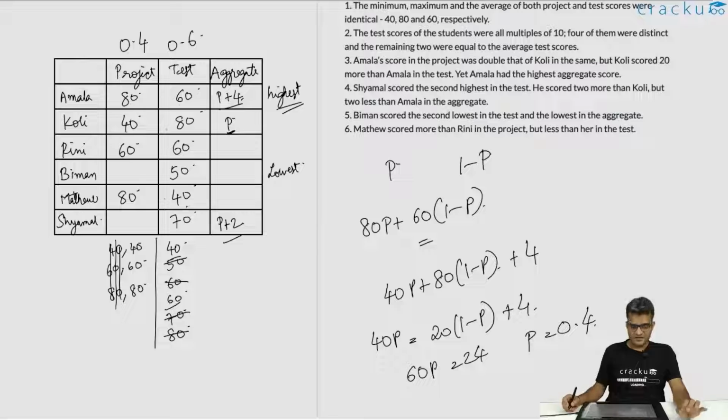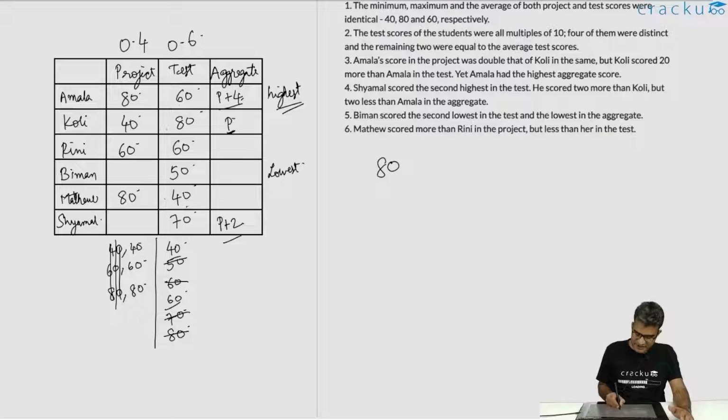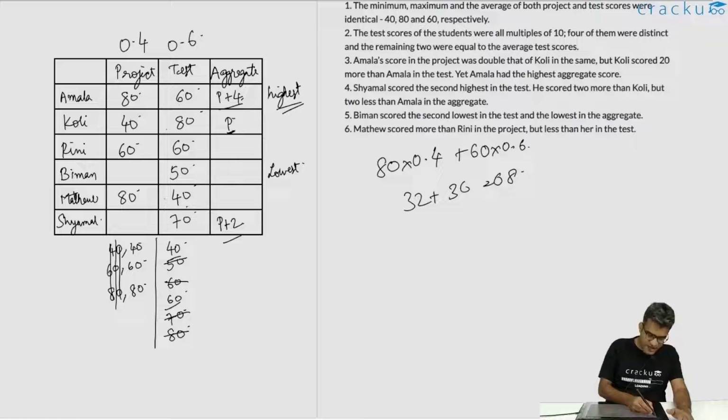Using this, we can calculate the score of Shyamal in project. How can we do that? Because we know that the aggregate score of Amala is 2 more than the aggregate score of Shyamal. What is the aggregate score of Amala? Now we can calculate it. It will be 80 into 0.4 plus 60 into 0.6. This is 32 plus 36, which is equal to 68. So the aggregate score of Amala is 68. Aggregate score of Shyamal therefore will be 66, which is 2 less than that of Amala. And aggregate score of Kohli will be 2 less than that of Shyamal, which is 64.